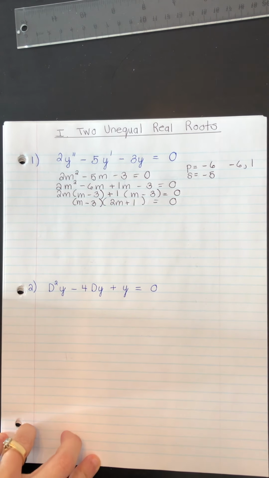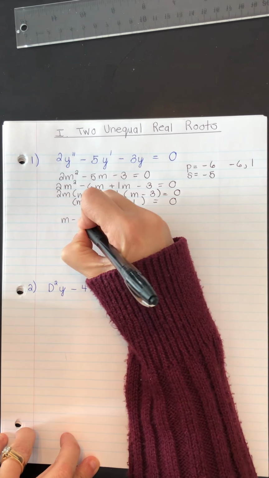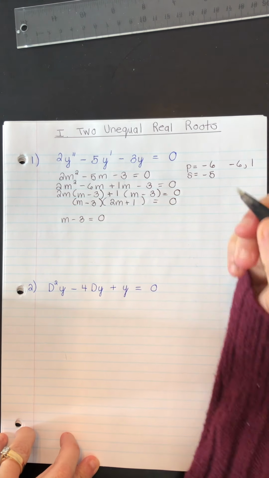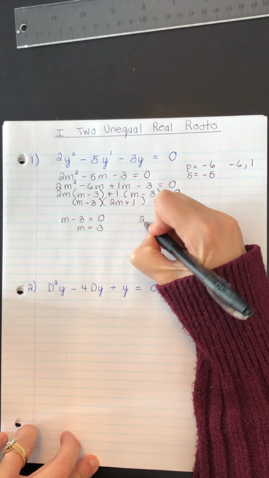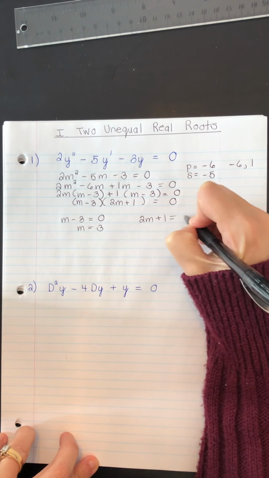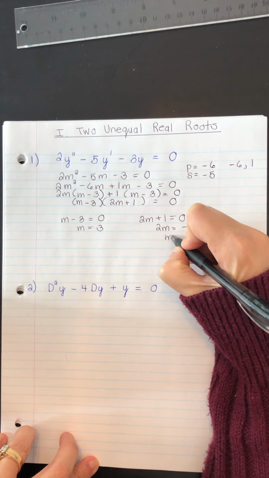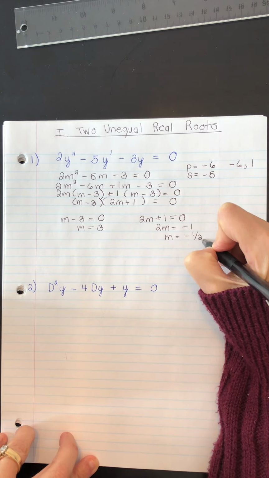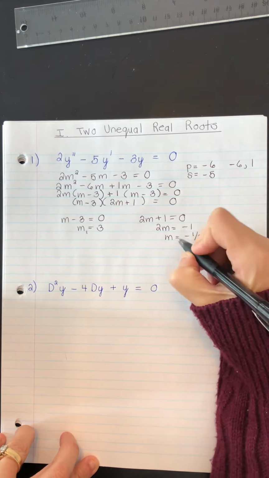And so now the 2 factors are obtained by setting each of these equal to 0. So if m minus 3 is 0, we will obtain m is 3. Here, if 2m plus 1 is 0, then of course 2m is -1 and m is -1/2. So these can be m1 and m2 respectively. And so now all we have to do is write out the solution.